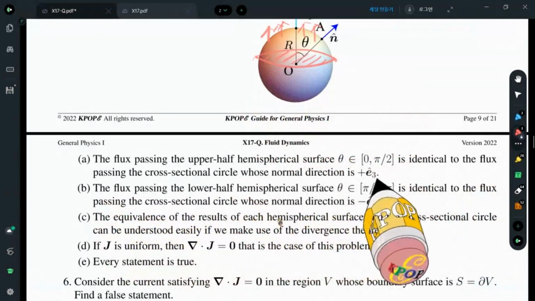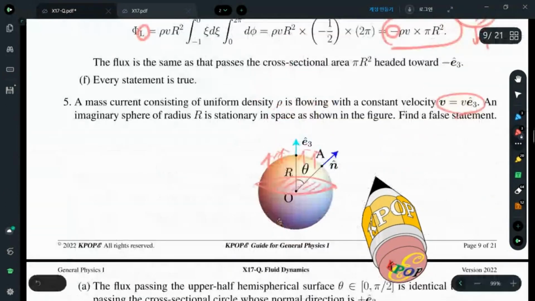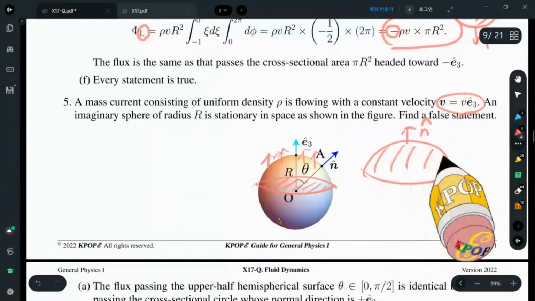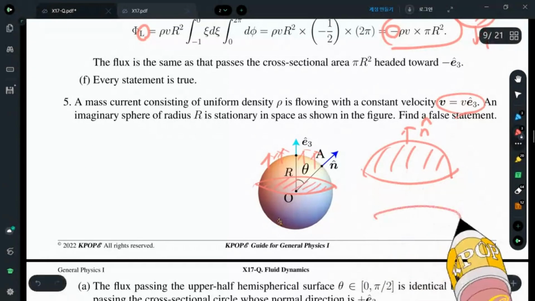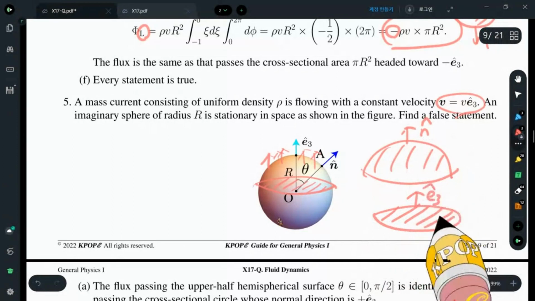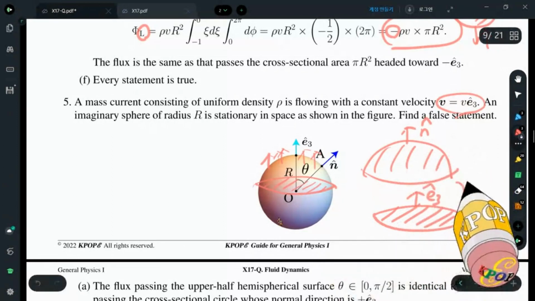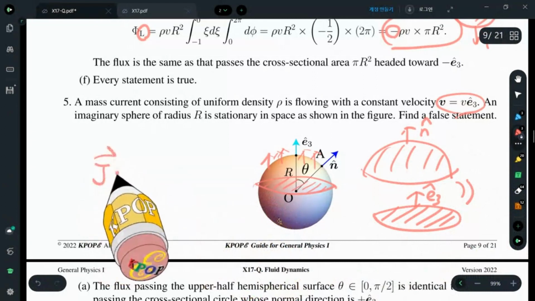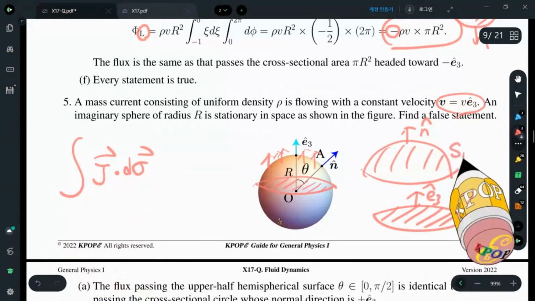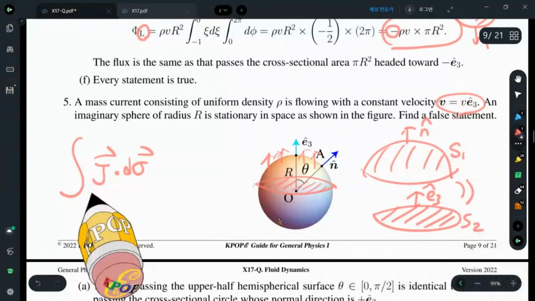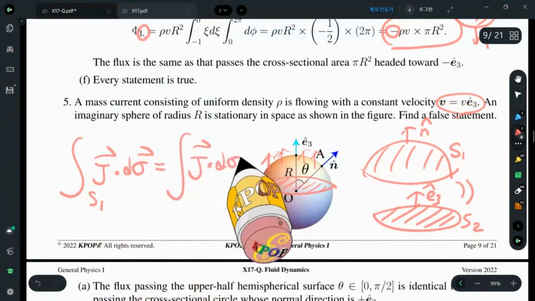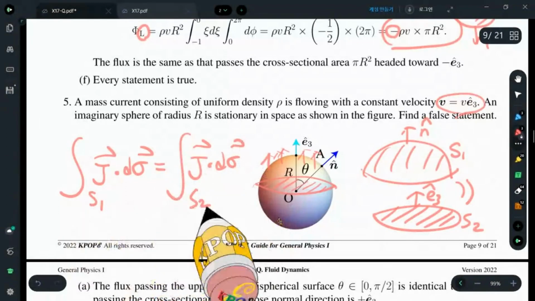The cross-sectional circle has normal direction E3. So this is a surface integral, and this is a flat surface integral along E3. As long as the integral of J dot sigma is concerned, let's say this is S1 and this is S2. These two are the same.